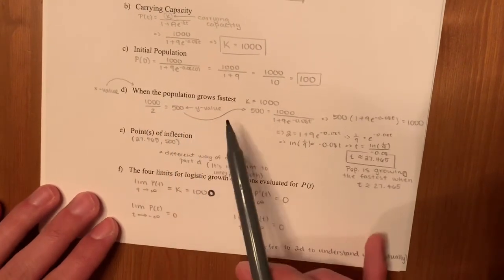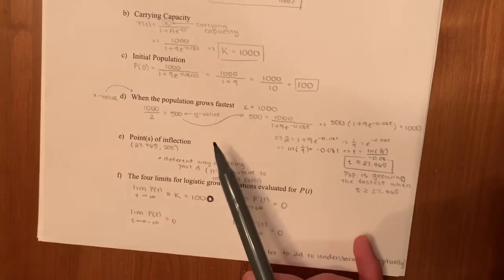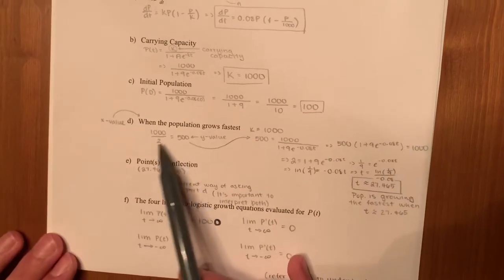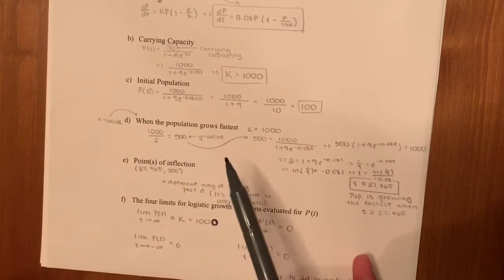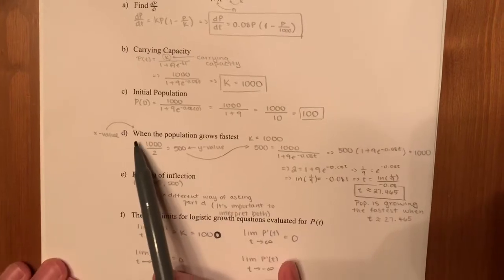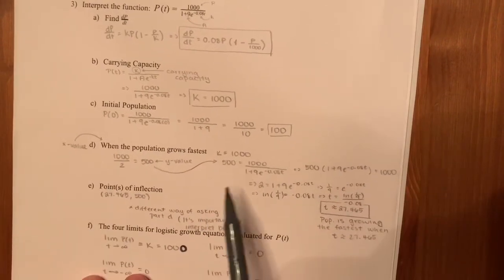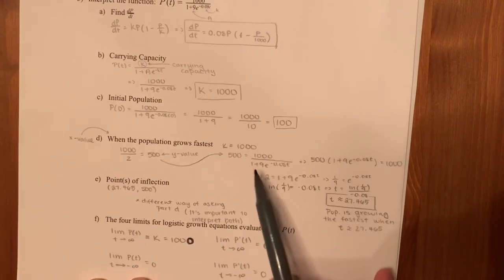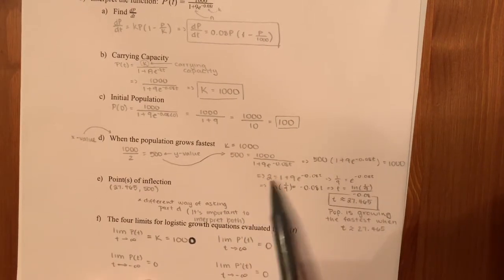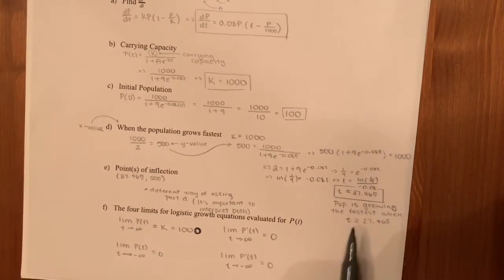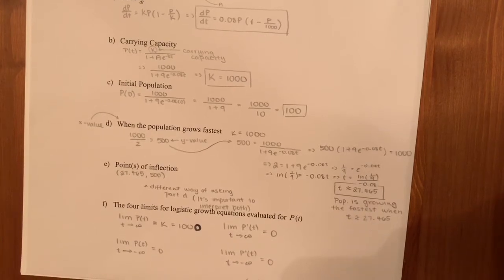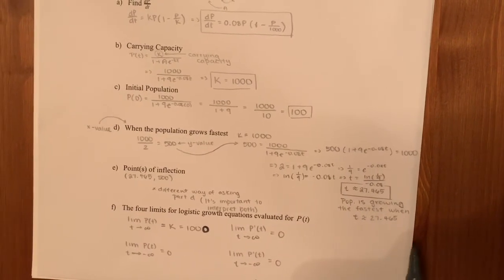Now they're asking us for when the population grows the fastest. Our population grows the fastest when our carrying capacity is divided by 2, and that gives us the y value of when we're going the fastest. But since they're asking us for the when, that's an x value, or a value of time. So we can plug in our y value, 500, equal to our function. Once we do that, we can solve algebraically, and we end up getting a time of about 27.465. So the population is growing the fastest at 27.465.